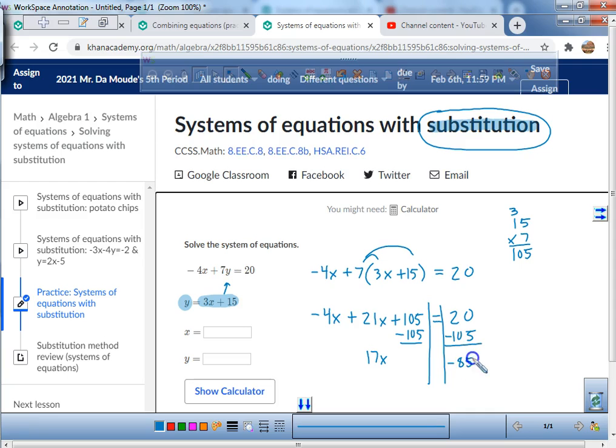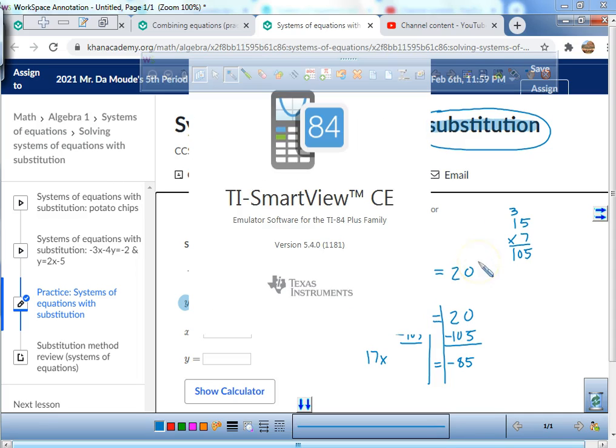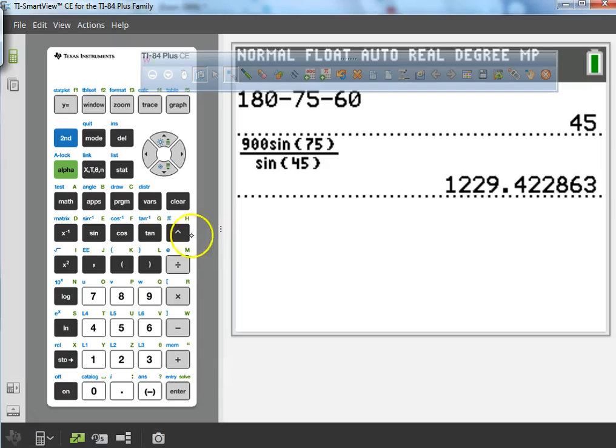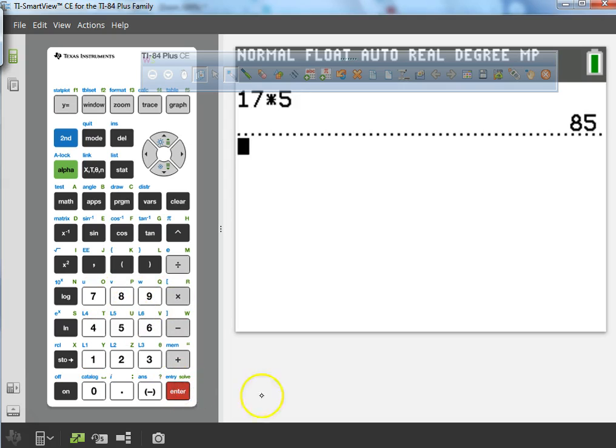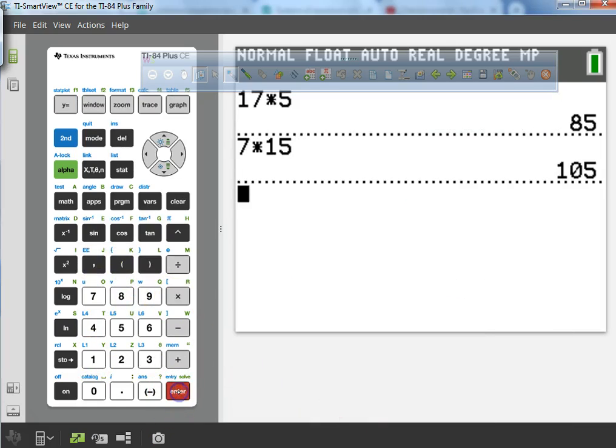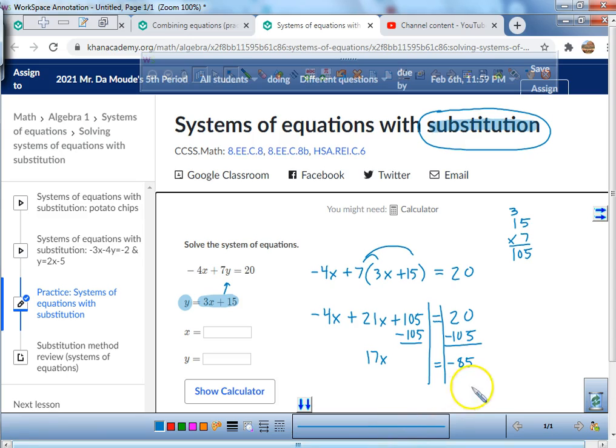I'm going to get my calculator in case you want to use a calculator, so you can make sure what I'm doing is correct. So here we go. Clear this out. 7 times 15 is 105, and 20 minus 105 is negative 85. So there's that negative 85.